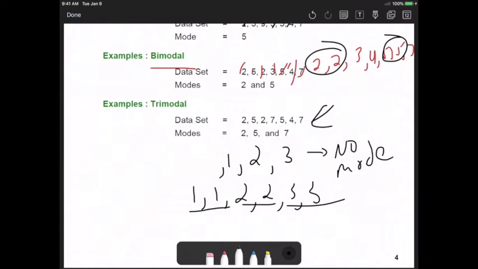Now, if I added, let's say, 0 here, so I have 0, 1, 1, 2, 2, 3, 3, then it would be trimodal. 1, 2, and 3 come up the most often. So again, if all the numbers come up the same amount, there's no mode.